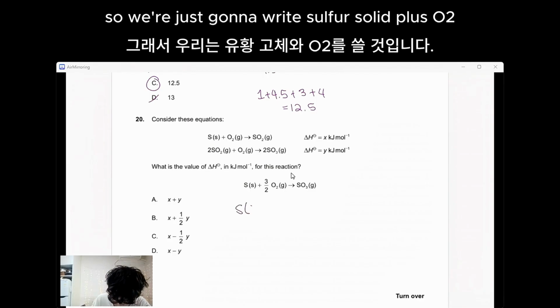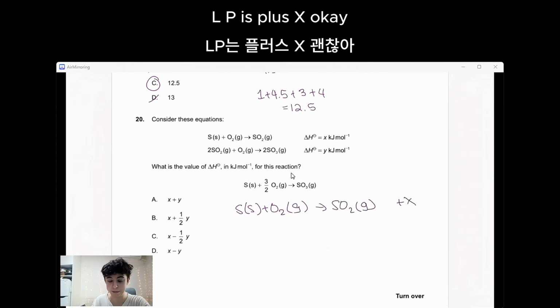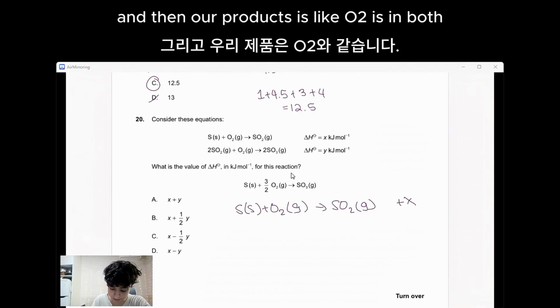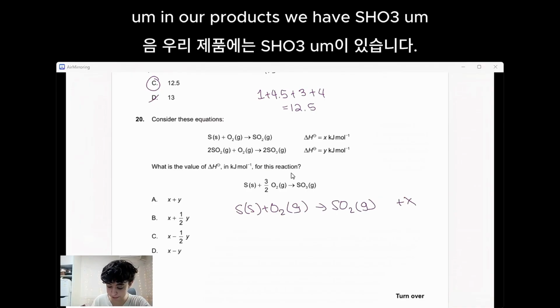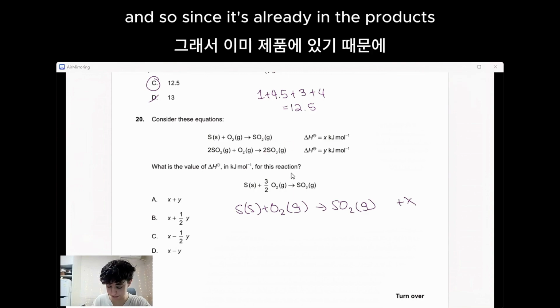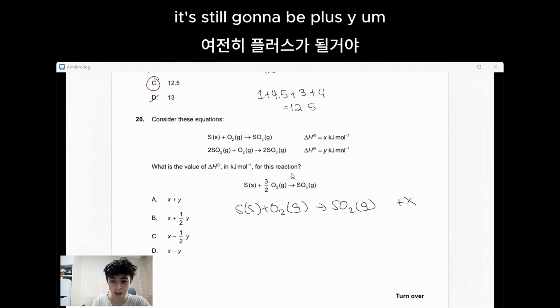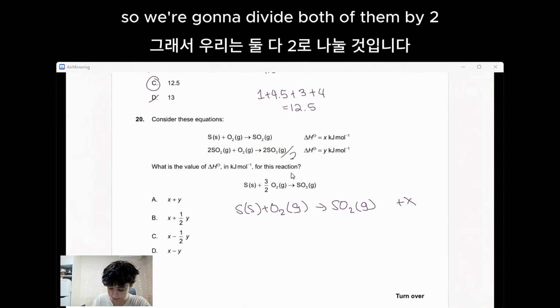So we're just going to write sulfur solid plus O2 gas forming SO2 gas, and our enthalpy is plus X. Okay, so we're writing it out so we can make sure everything cancels out to get our right equation. And then our products, O2 is in both, so we're just going to ignore it till the end. It should work itself out. In our products, we have SO3. SO3 is in the products of the second equation, and so since it's already in the products, we don't need to reverse the sign of Y. It's still going to be plus Y, but we do need it to be 1 mole. It is 2 right now, so we're going to divide both of them by 2.